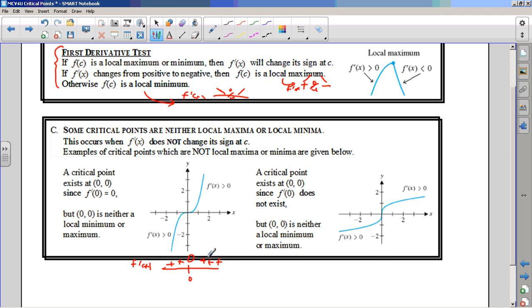It doesn't change sign. So on this one, for instance, at x equals 0, we have a vertical tangent. The first derivative does not exist, but the function is increasing, which means the first derivative is positive, and then it's undefined, and then it's positive again. X equals 0 is not a local extreme. It's a critical point, but it's not a max or a min because the first derivative doesn't change sign.